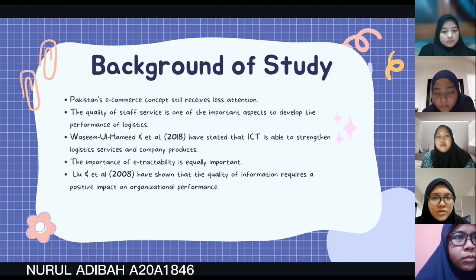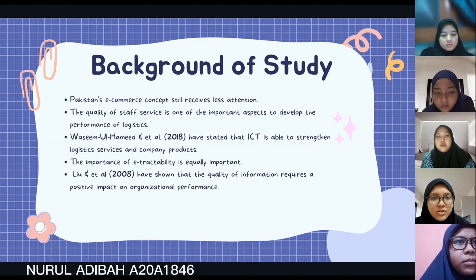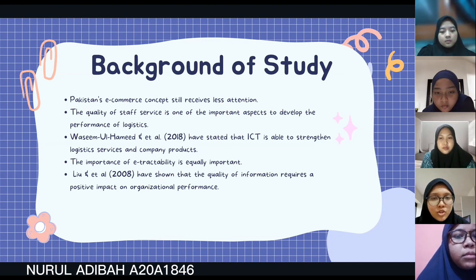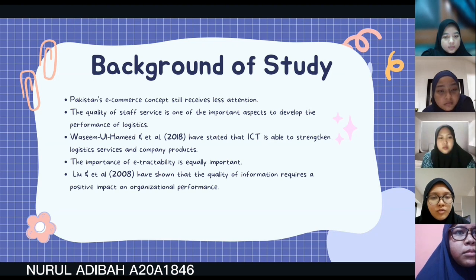For the background of this research, as we know, the logistics industry is one of the important industries in the economy of countries. The e-commerce concept in Pakistan still receives less attention, along with a variety of issues in the logistics industry. The quality of staff service is one of the important aspects in developing the performance of logistics, based on Wasim Ul Hamid et al.